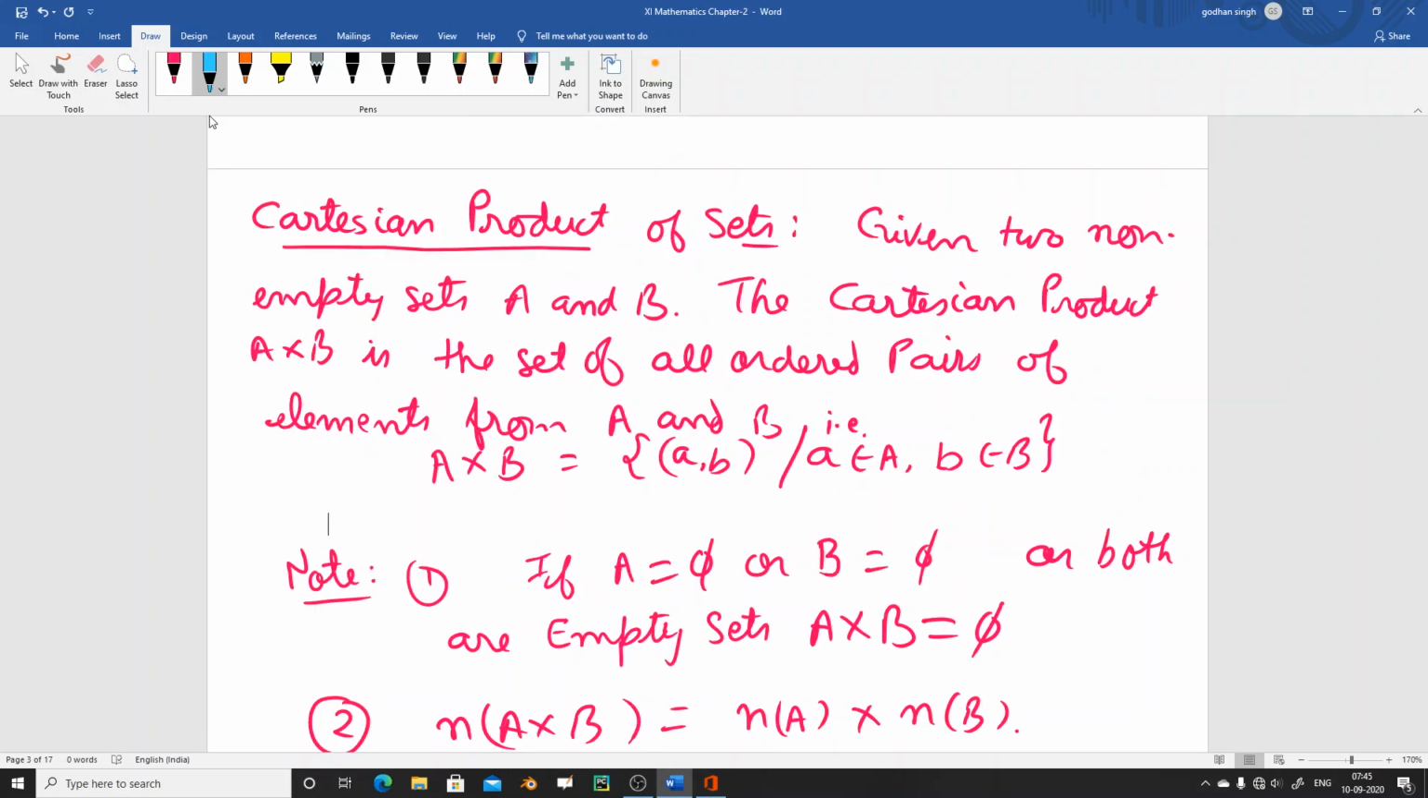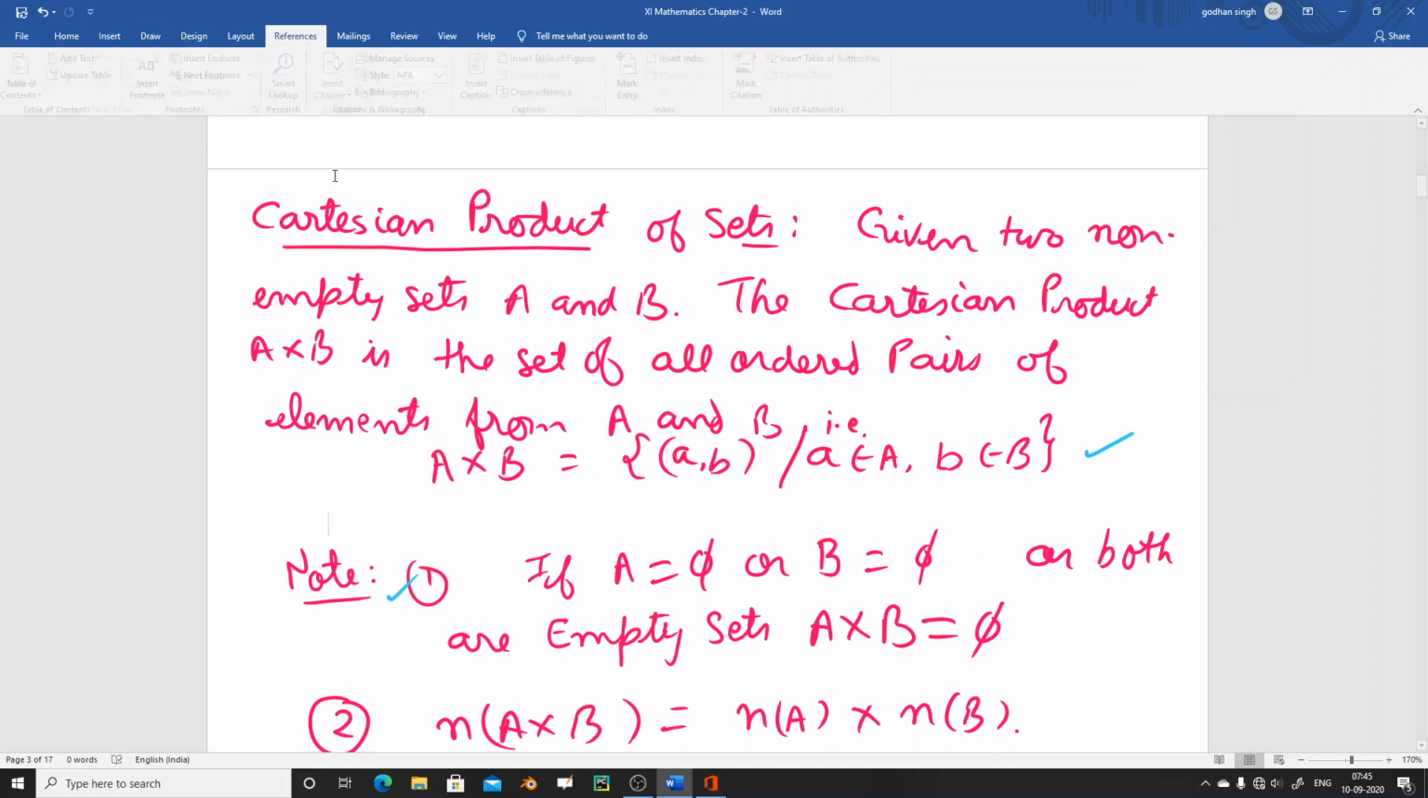Cartesian product of sets. Given two non-empty sets A and B, the Cartesian product A cross B is the set of all ordered pairs of elements from A and B. That is, A cross B equals the collection of all ordered pairs (a,b) such that a belongs to A, b belongs to B. Now some important notes regarding the Cartesian product. If A is an empty set or B is an empty set or both are empty sets, then A cross B will also be an empty set.